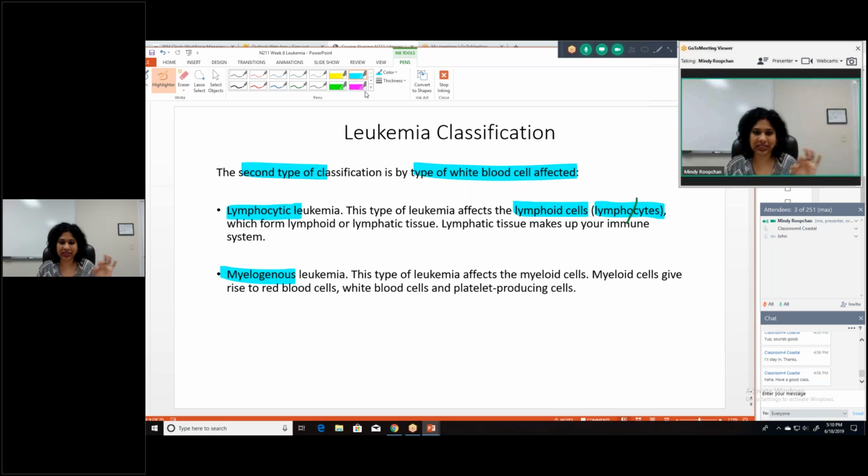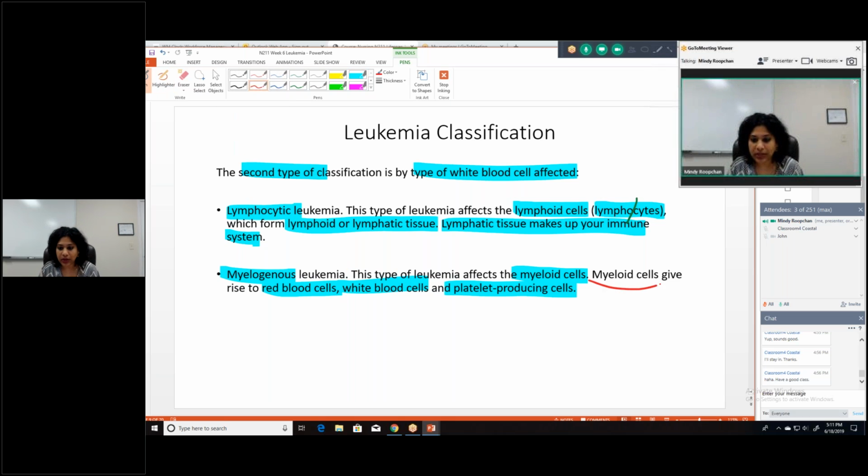The words are just long for the sake of being long, but just make sure you understand what the words mean. So they affect the lymphocytes, which form lymphoid or lymphatic tissue. It's all the same thing. Lymphatic tissue is what makes up your immune system, which goes back to leukemia, right? What does leukemia affect? Myelogenous affects your myeloid cells. These are the ones that give rise to the red blood cells, the white blood cells, and the platelet producing cells. So this leukemia affects the myeloid cells.